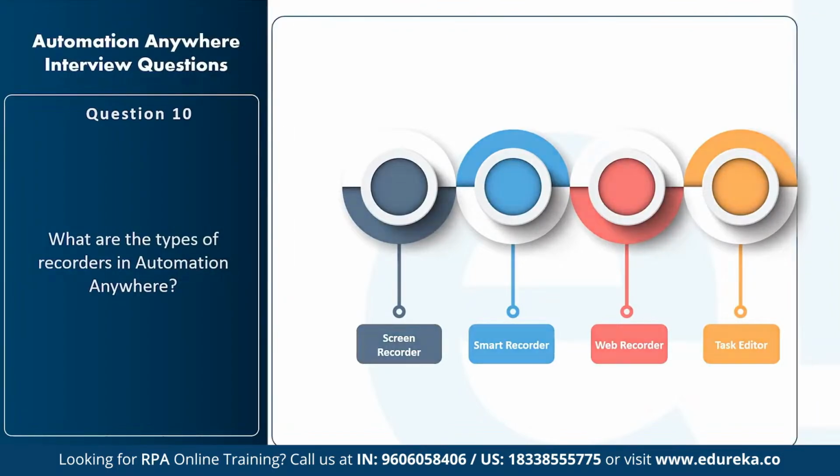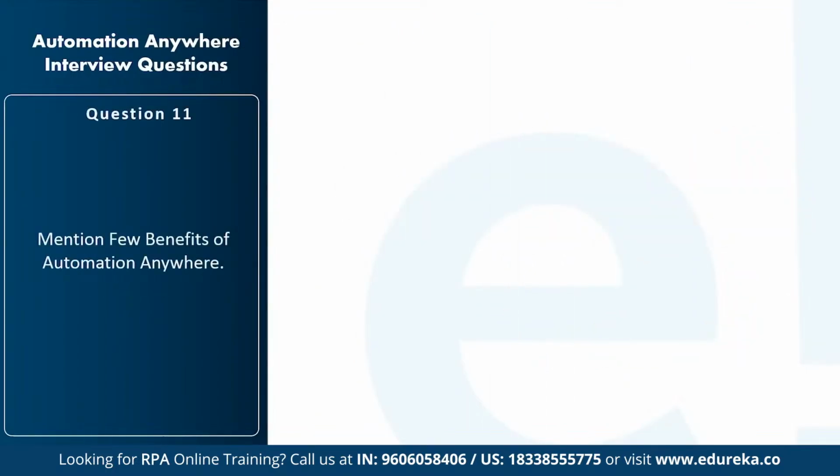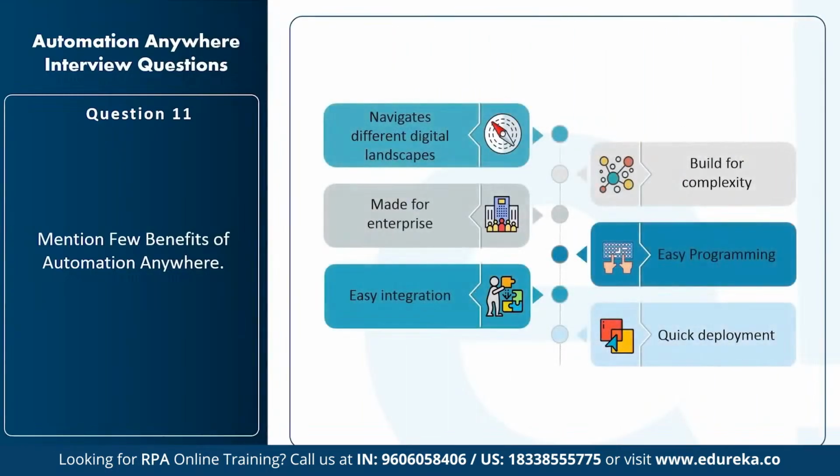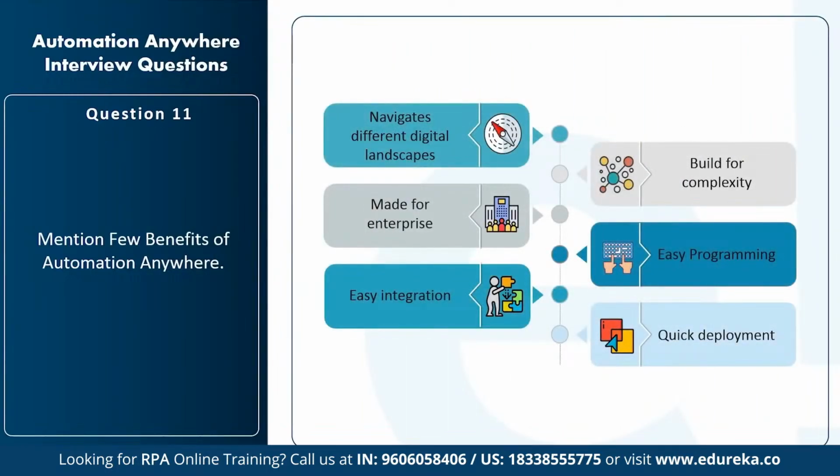Now moving on to the next question, that is, mention a few benefits of Automation Anywhere. So the benefits of Automation Anywhere are, as you can see on my screen. The benefits are mainly it navigates different digital landscapes, it's built for complexity, it is made for enterprise, it provides easy programming, it's easy for integration, and also offers quick deployment.